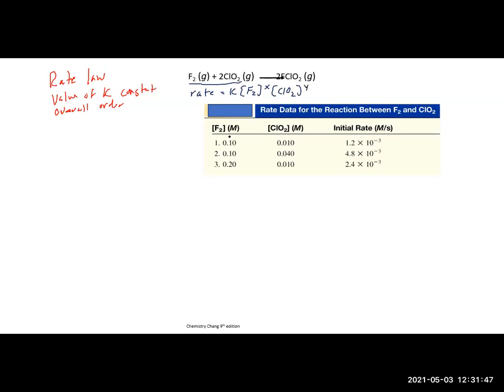So when we have this type of table, what we want to look for again is two entries where one of the concentrations remains the same and one varies. If we look at 1 and 2 here, we can see that the concentration of F2 remains at 0.1, while the concentration of ClO2 varies. So I'm going to go with experiments 1 and 2 to begin with.